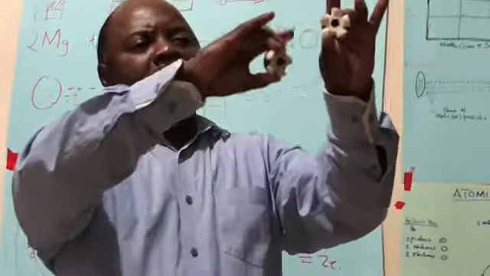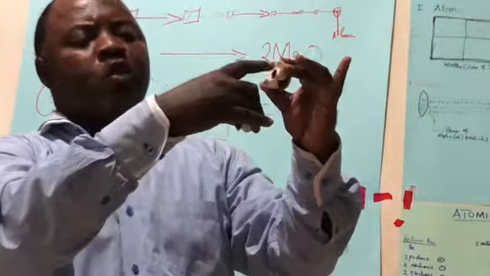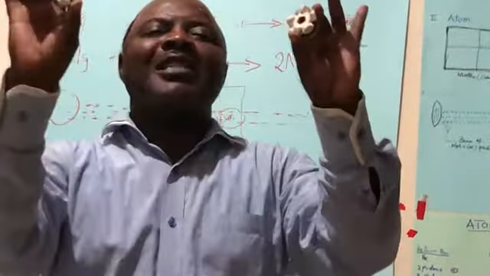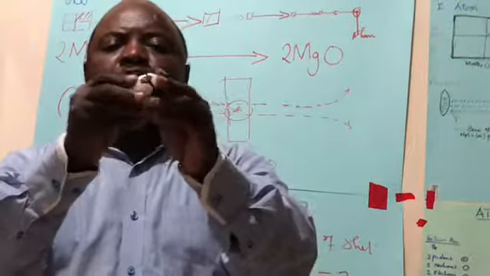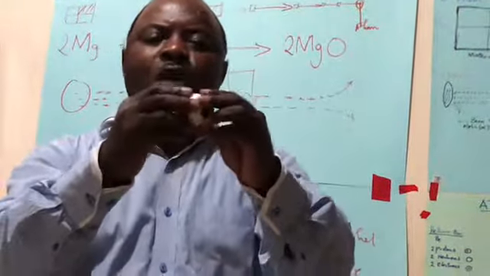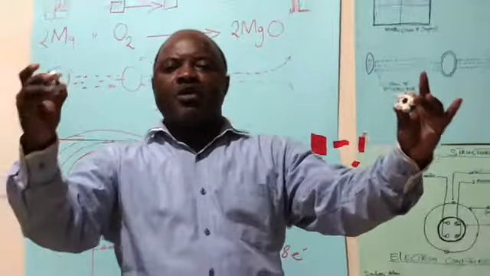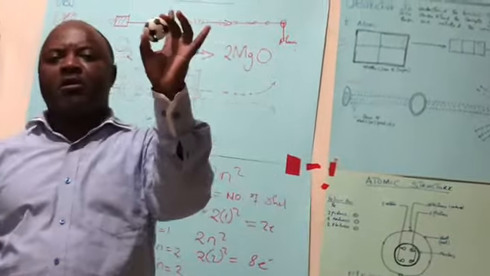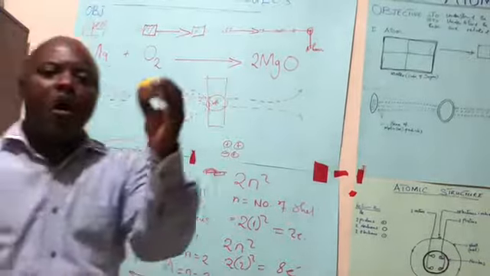Outside, on the outermost shell, we have the valence electrons. Inside the nucleus, we have the proton and the neutron. That is how an atom is. When atoms come together and want to react with another atom, they have to break the bonds between them and rearrange them to form what we call a molecule. The same thing goes with the atom of helium.